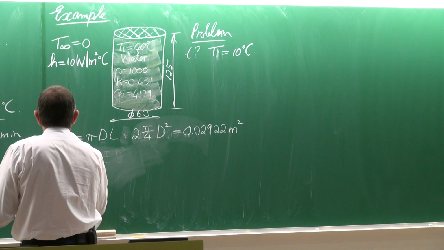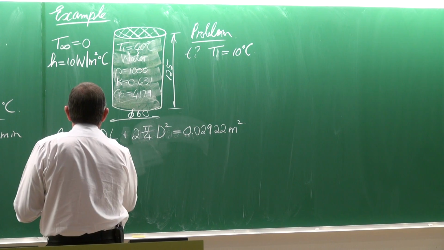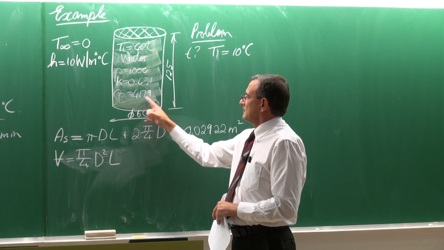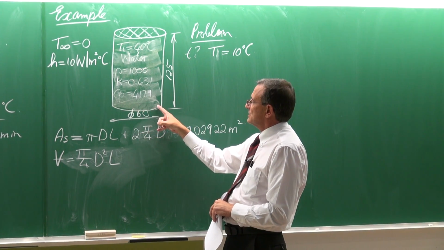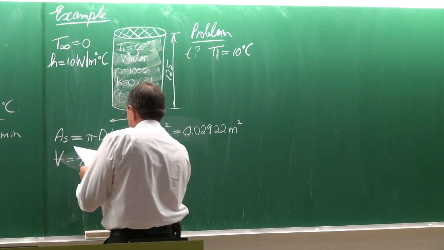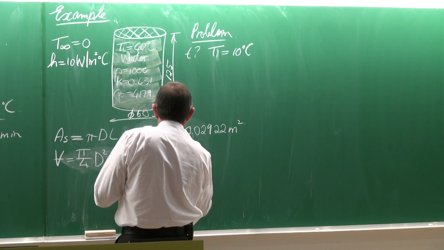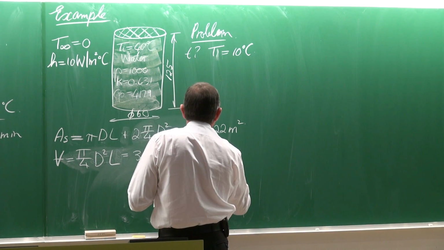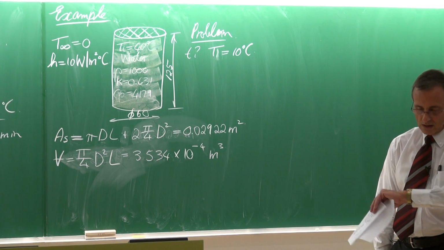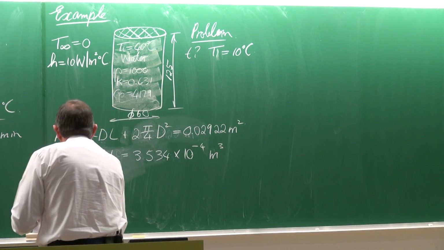The volume would be equal to pi divided by 4 d squared multiplied by the length. So this area, pi divided by 4 d squared, multiplied by the length, is the volume of the can of beer. That works out as 3.534 multiplied by 10 to the minus 4 cubic meters. Right, now that we have that, we can go and calculate the B value.